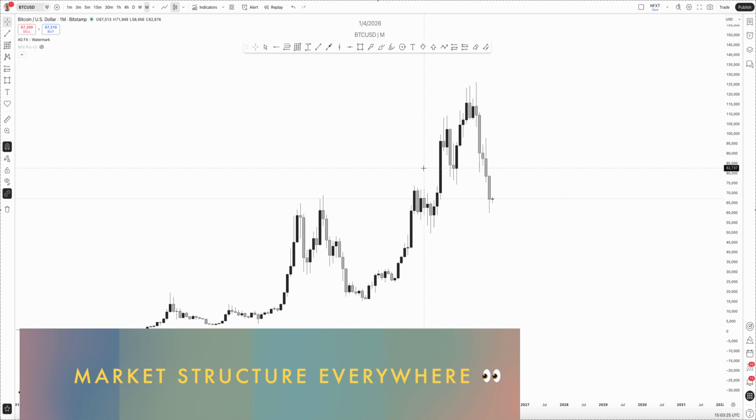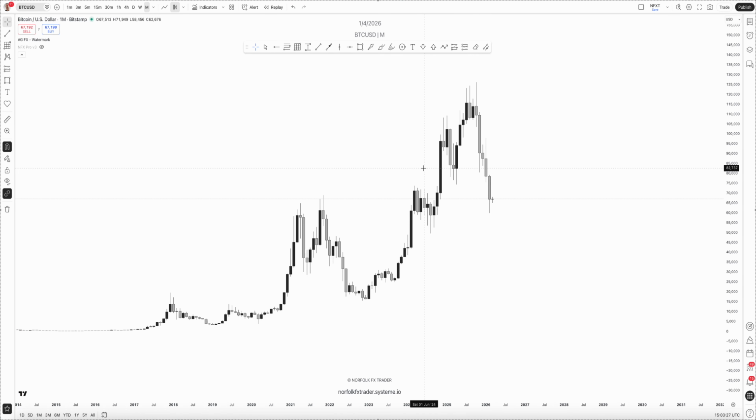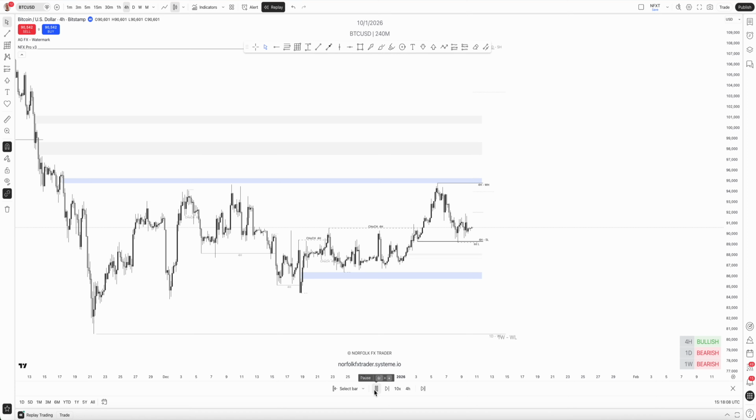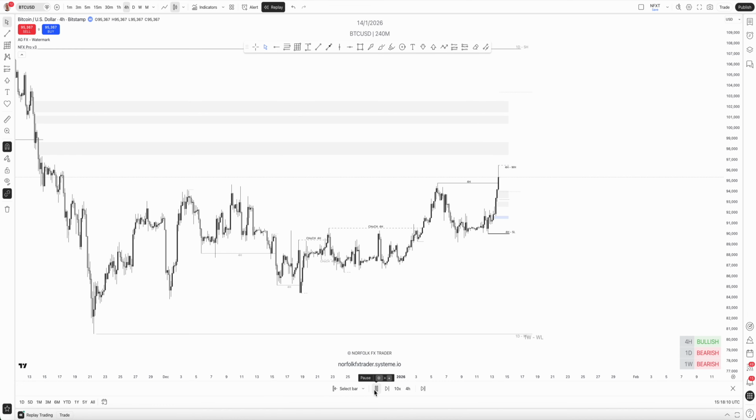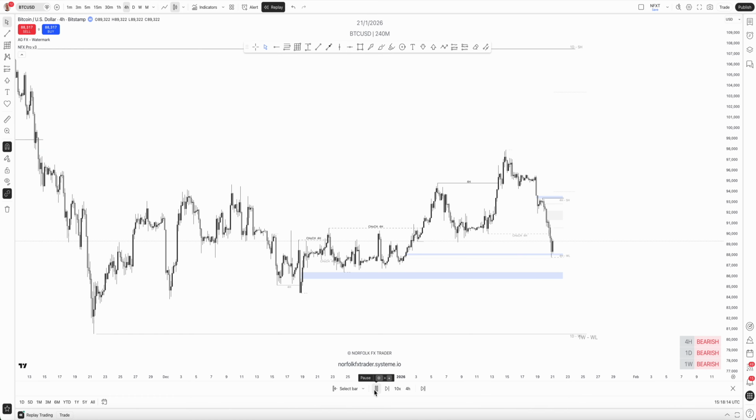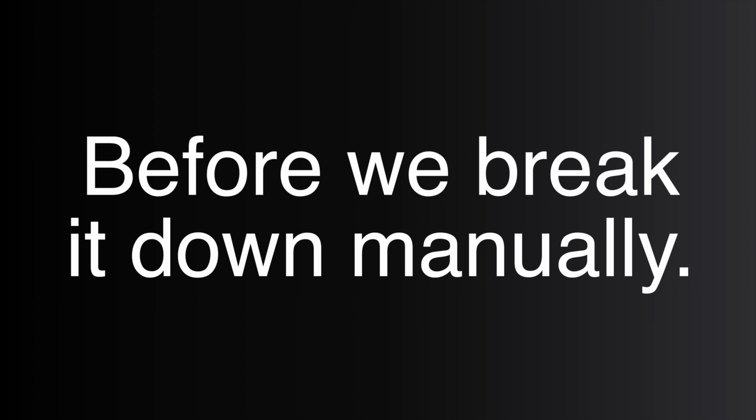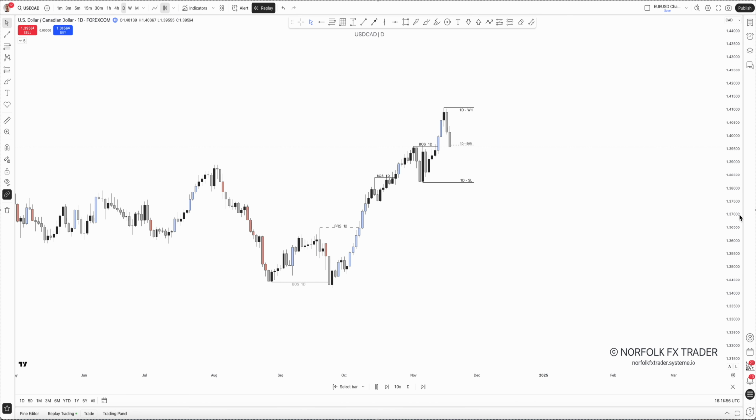Most traders think these setups only work in Forex. Watch carefully. Here's how BTC reveals structure and imbalance instantly. Look at BTC here. The tool instantly maps key structure and imbalance zones. You can see exactly where the market is reacting, all applied automatically. But wait, before we break it down manually, you need to know this logic is instantly automated.